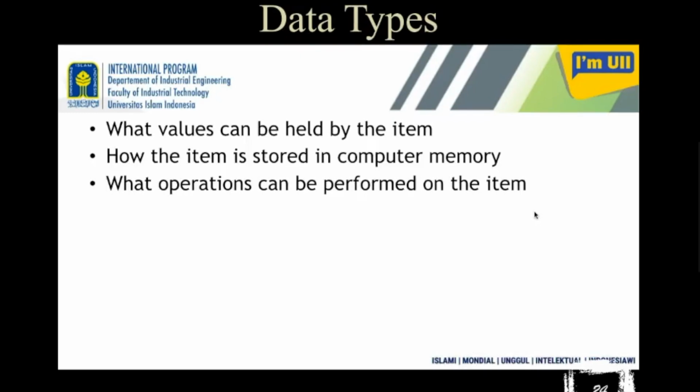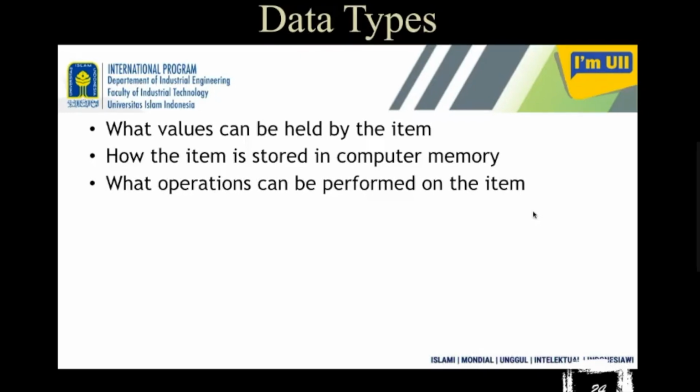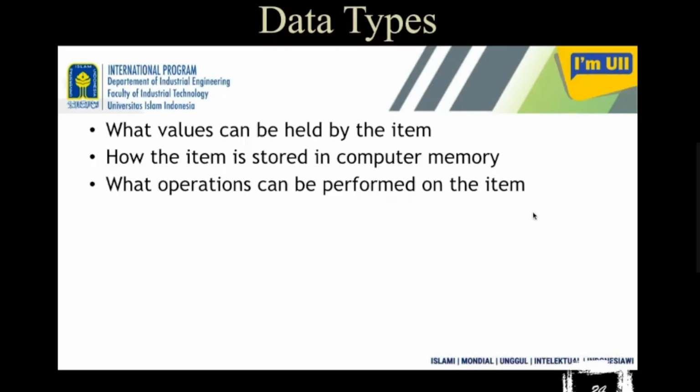The next one is what operations can be performed. Data types also tell you what kind of operation you can perform. If it is a number value, then you can perform numeric operations. If it is a string value, then you can perform string operations, for example concatenation instead of addition.